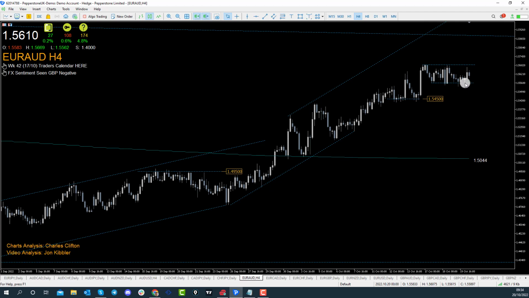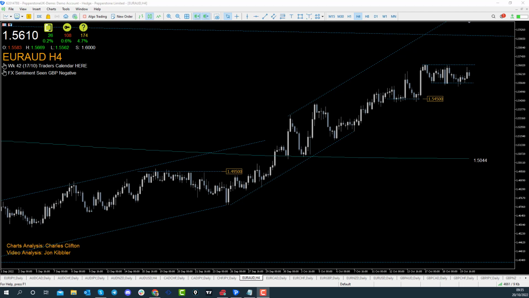Overnight we did have some data out of Australia, and the employment figures came in lower than expected. We actually saw a drop from 35,000 to something like 1,000. So a significant drop in employment in Australia. Could that also be fuel for price to move to the upside?